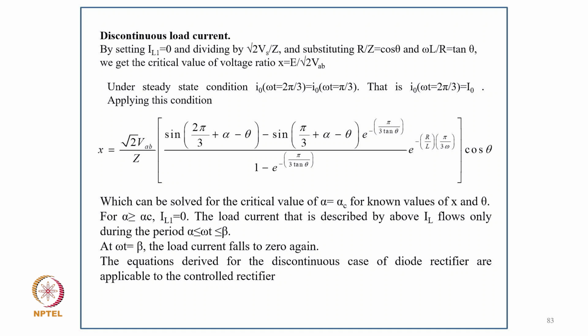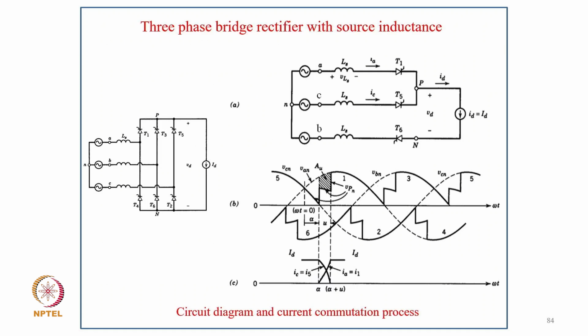For alpha greater than alpha c, the IL1 equals 0. The load current flows only during the period omega t = alpha to beta, and at omega t equal to beta the load current falls to 0. Again, the equations derived for the discontinuous case of the diode rectifier are applicable to the controlled rectifier.